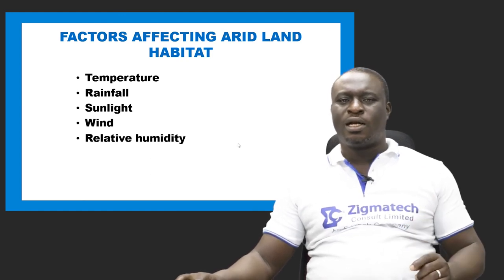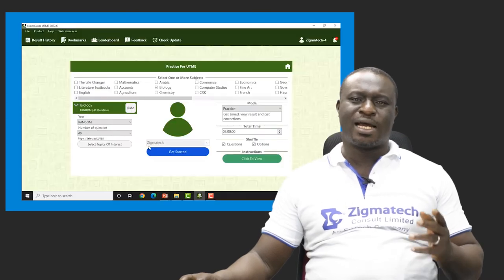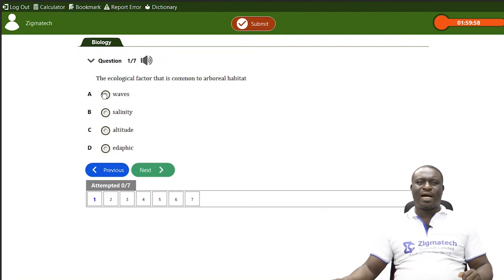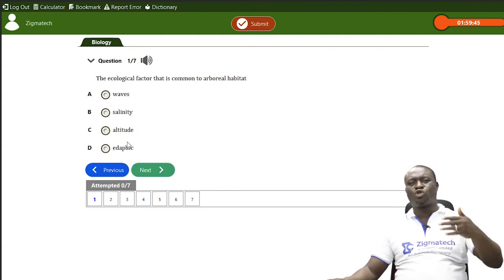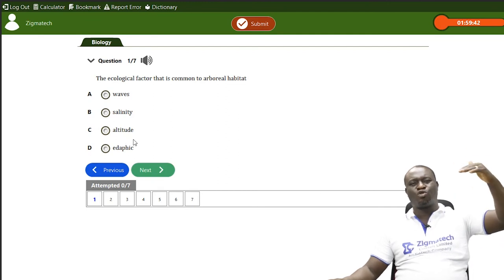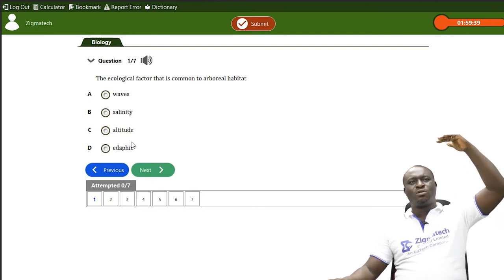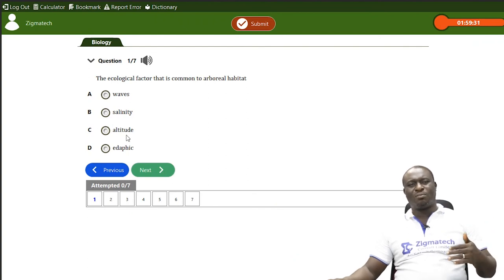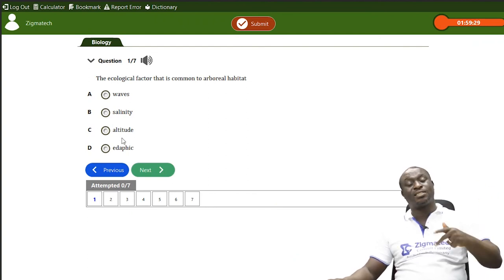Now before we go, let's take a look at some questions from our exam guide app. Very few questions. We have one here. They said the ecological factor that is common to arboreal habitat. We did not discuss much about arboreal habitat, but when you're talking about arboreal habitat, you're actually looking at habitat of organisms that live on trees, all right? That live on trees. It includes both plants and animals.